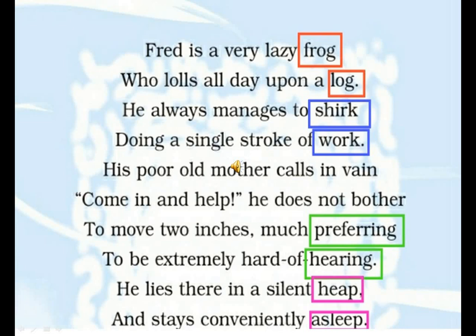He always manages to shirk doing a single stroke of work. So if you say these 2 words aloud, shirk and work, you see the same kind of pronunciation is coming. Yes, that is why they have been put in purple boxes. His poor old mother calls in vain. Come in and help. He does not bother. Now you see, students, in this case, the rhyming is not taking place. Vain and bother are not rhyming with each other. So let us move on.